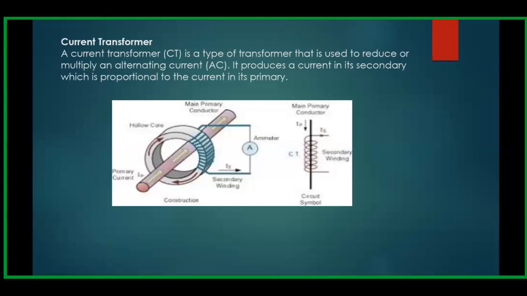So the first and foremost thing which a power system network requires is called a current transformer. It is a type of transformer that is used to reduce or multiply the AC current. It produces a current in the secondary which is proportional to that of the primary, because CT is made for measuring the current.